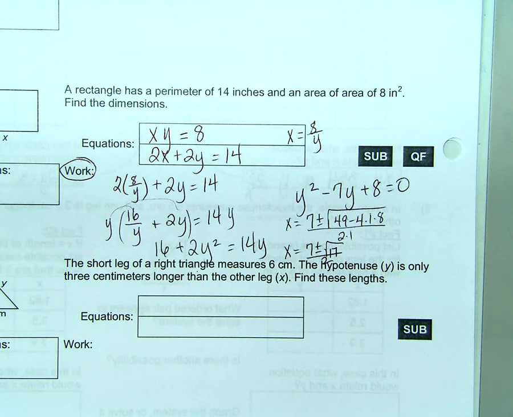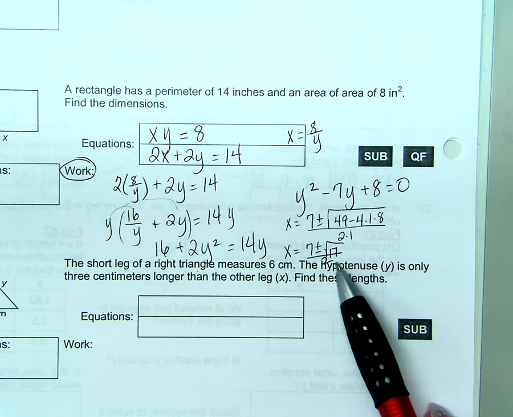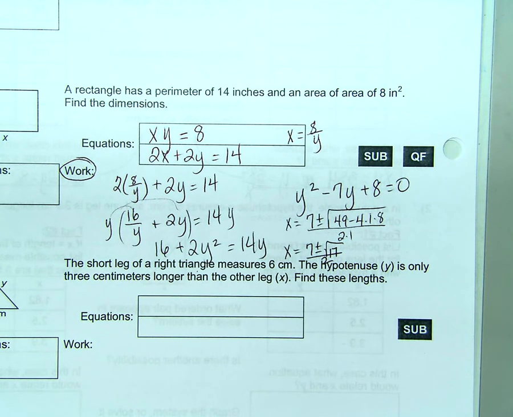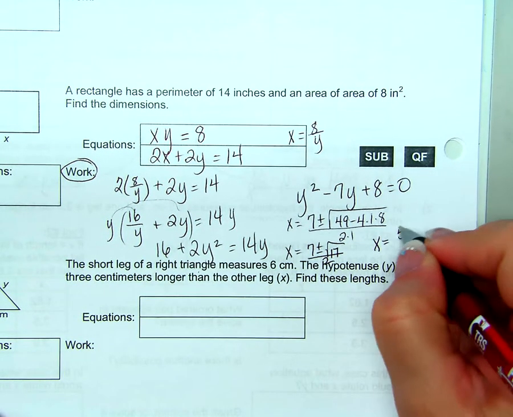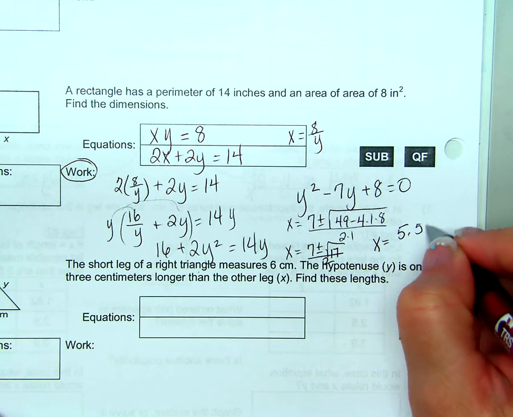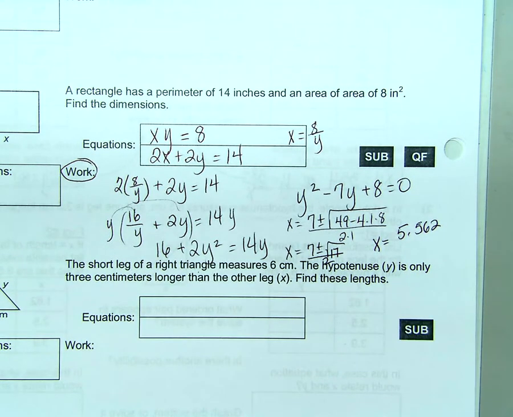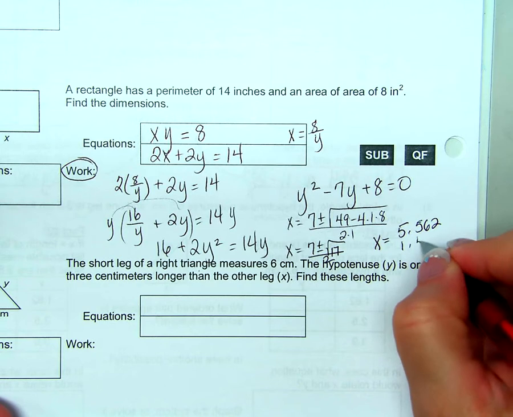Now before, when we solved with the quadratic formula, it was totally fine to leave the answer like that, wasn't it? Does it make any sense now? It doesn't, does it? Okay, so I need to have my calculator and say 7 plus the square root of 17, divided by 2. So x equals 5.562. And I need to say 7 minus the square root of 17, divided by 2. And I would get 1.438.